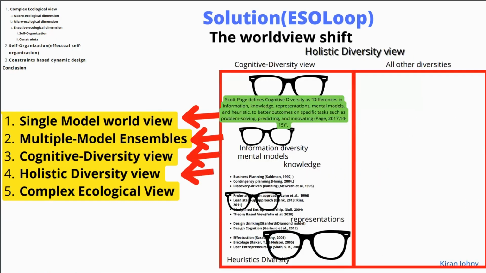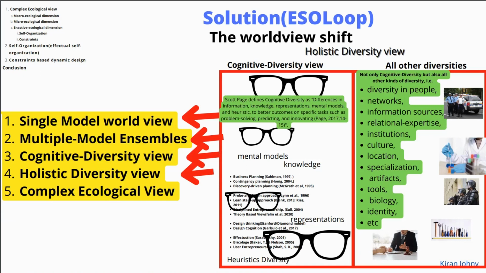The fourth one is the holistic diversity worldview. The complex ecological worldview is also different from the holistic diversity worldview. In short, this worldview suggests the existence of not only cognitive diversity, but also all other kinds of diversity. That is diversity in people, networks, information sources, relational expertise, institutions, culture, location, specialization, artifacts, tools, biology, identity, etc. So it is grounded in reality. Real world diversity is reflected here. It is not just about cognition, imagination, brain, thoughts, and all. In short, this worldview is not cognitive alone. It is grounded in reality. It is about action possibilities.